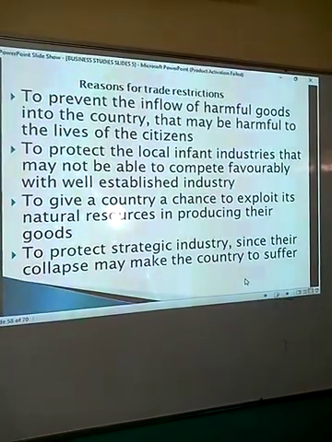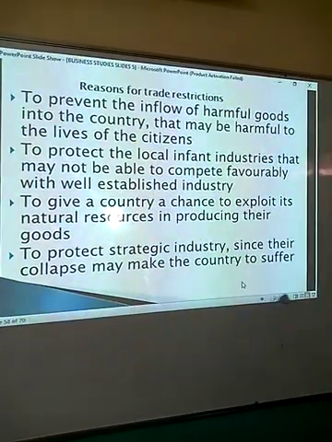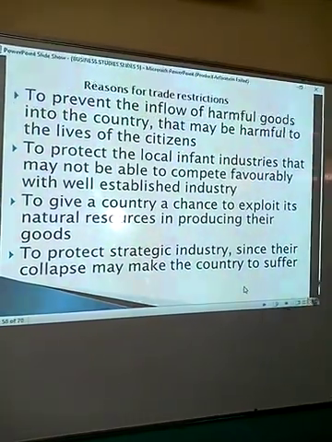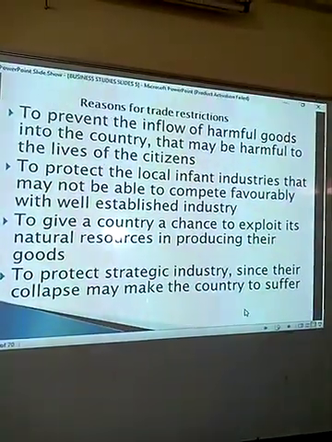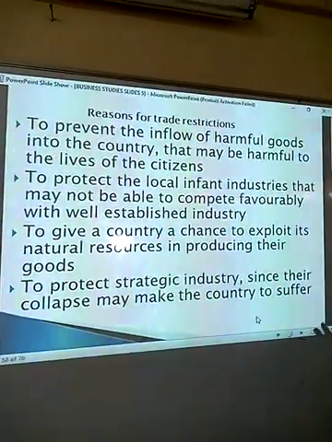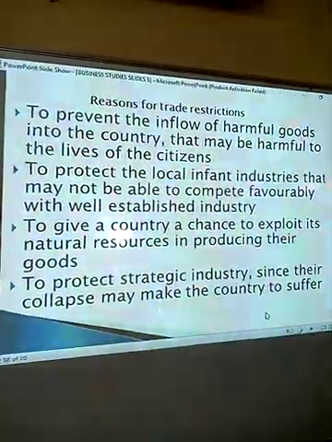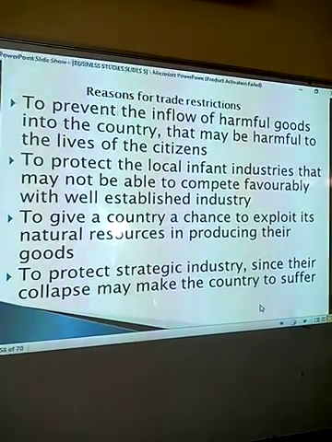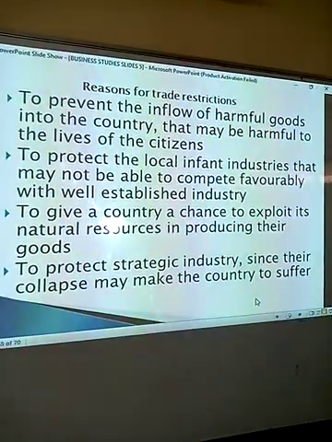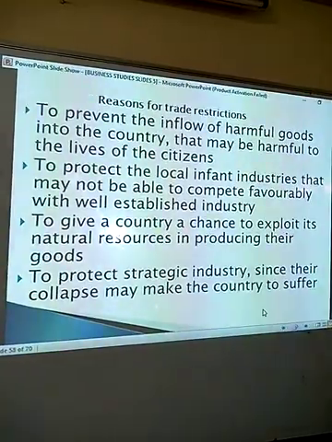Another reason for trade restrictions is to protect the local infant industries that may not be able to compete favorably with well-established industry. Remember, in most of the developing economies, the industries are so infant, so juvenile, and therefore they need to be protected from competition by the already established industries from other economies.